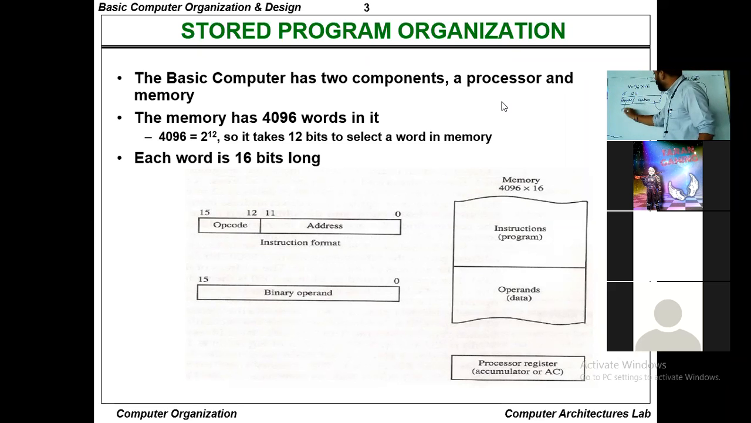Second part is the operation. Operation means add, subtract, clear, shift, etc. These are the operations which we will perform on data. Okay, so this address is the address of the data and the number of bits of operation code.